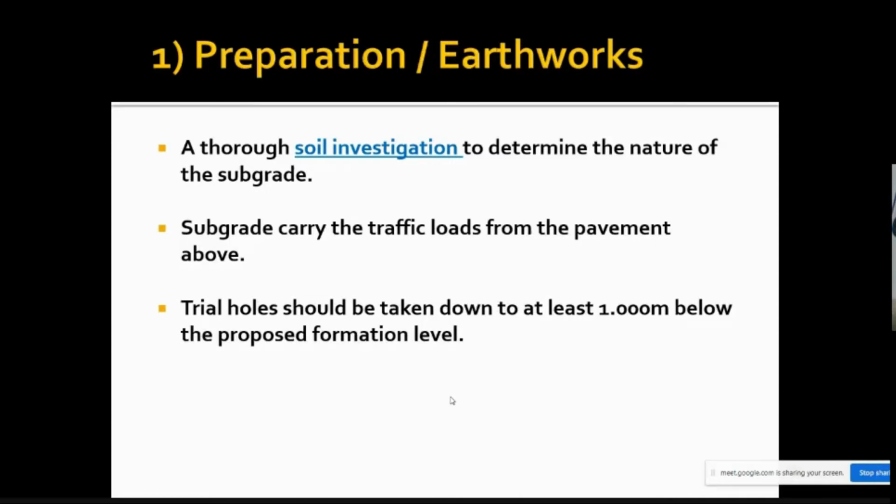Trial holes should be taken down to at least 1 meter below the proposed formation level. So when you do soil investigation, you will have to dig holes. You will learn this next semester.